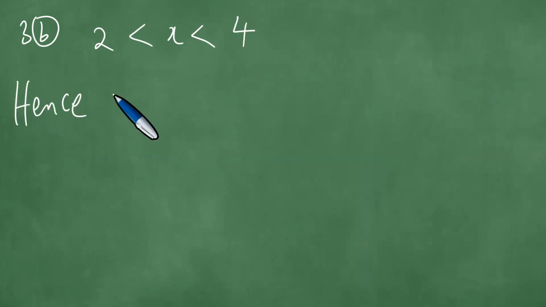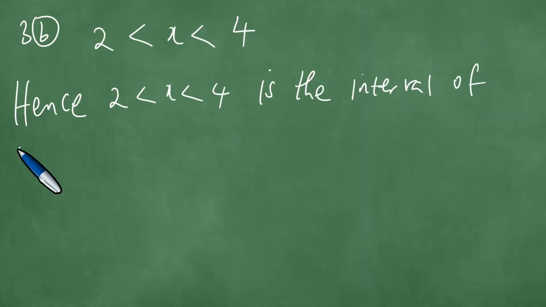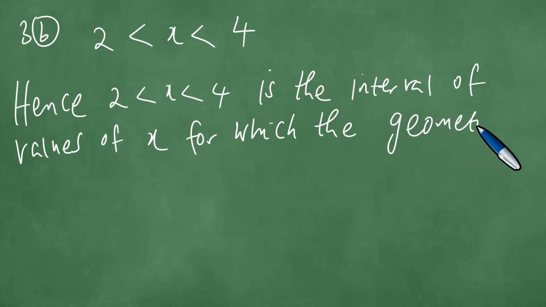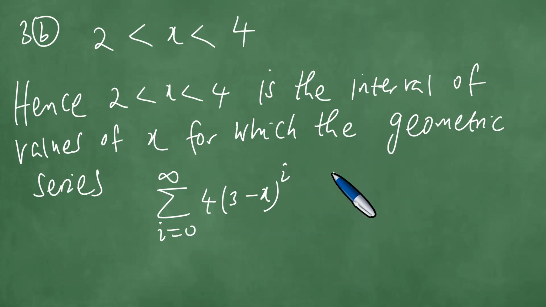Hence, 2 less than x less than 4 is the interval of values of x for which the geometric series, the summation of 4 into 3 minus x to the power i, i equals 0, converges.